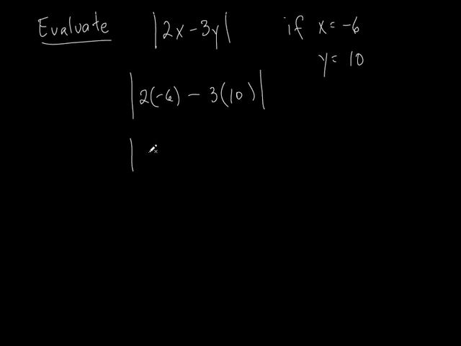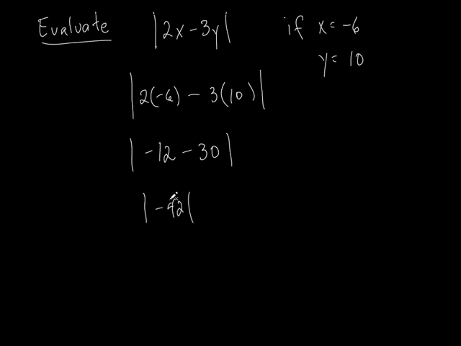So there's the absolute value. 2 times negative 6 is negative 12. And this is minus 3 times 10, or negative 30. Everybody with me on that? Okay, so we do the multiplication first, and then we can do the subtraction. Again, follow an order of operations. Negative 12 minus 30 is negative, what's that, 42?